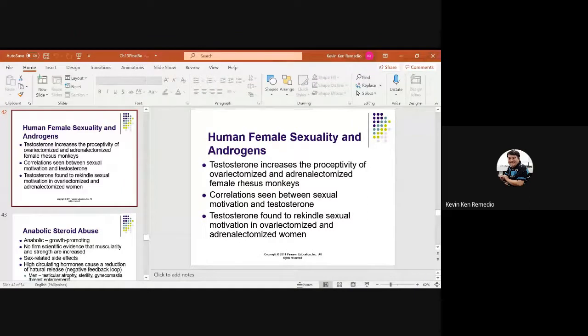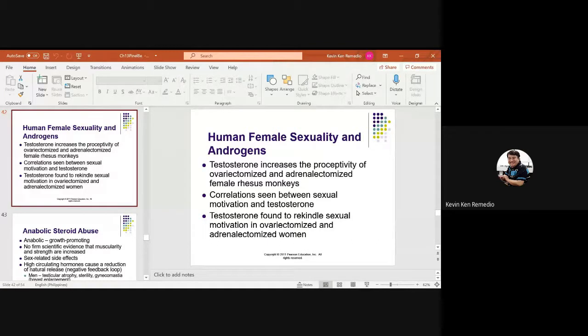So testosterone increases the proceptivity of ovariectomized and adrenalectomized female rhesus monkeys. Sir, what do ovariectomized and adrenalectomized mean? Both mean, class, that the ovary or the adrenal gland of the female rhesus monkeys was removed. So if they are injected with testosterone, their proceptivity increases.